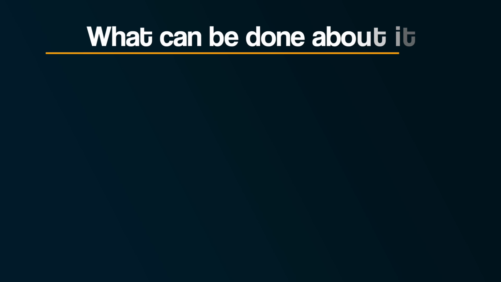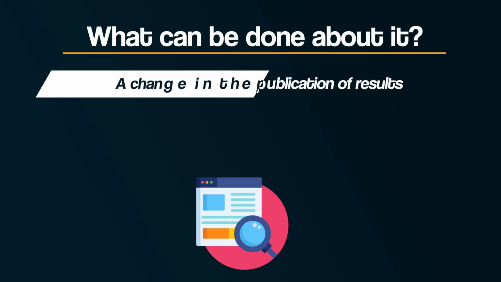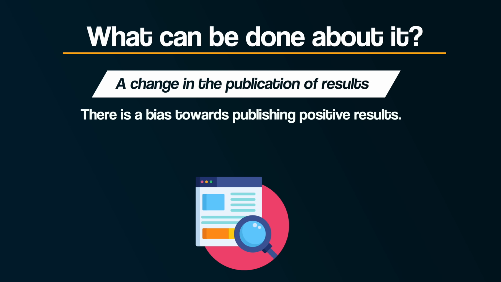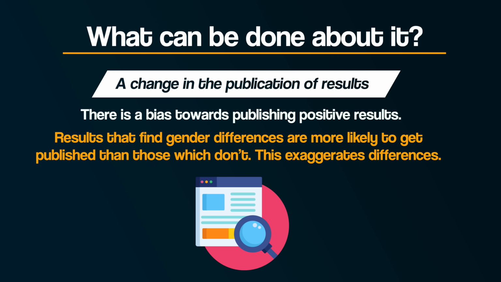There are many suggestions put forward for change in this area, but here are a few. In order to reduce alpha bias, a change is needed in the publication of results. This is because there is a bias towards publishing positive results. In other words, results that find gender differences are more likely to get published than those which don't, and this can exaggerate differences, leading to alpha bias.